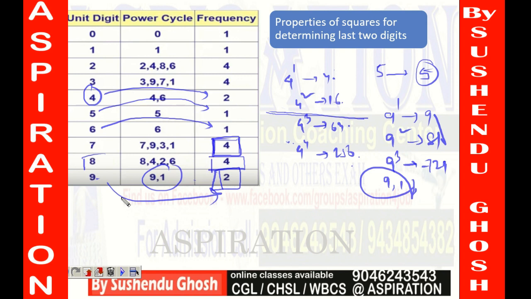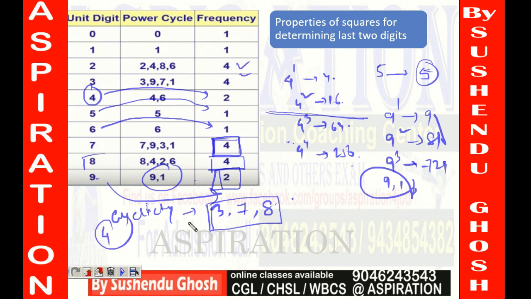So you have seen that cyclicity 4 comes for 2, 3, 7 and 8. Whenever 2, 3, 7, 8 is present in the unit place, cyclicity will always be 4. This is important, and it is surely important for determining the unit digits. But the same concept will always help you in determining the last two digits as well.